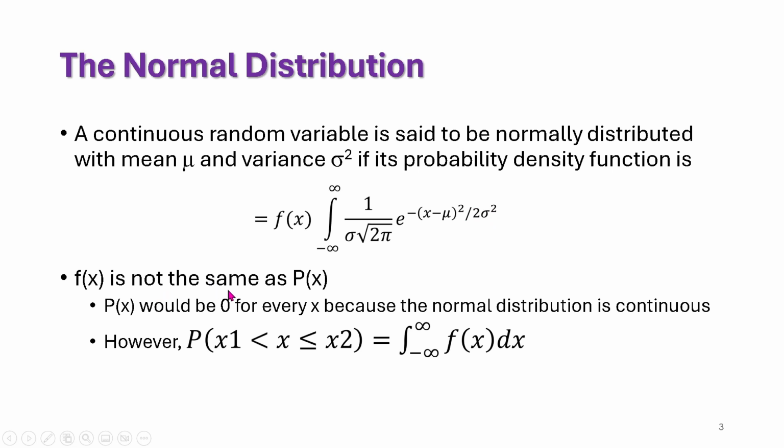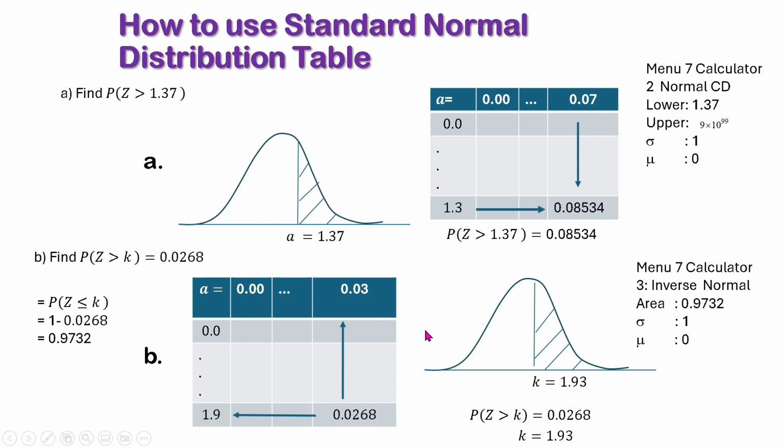The f(x) is not the same as the probability of x. P(x) would be 0 for every x because the normal distribution is continuous. However, the probability of x in the interval x1 to x2 is equal to the integral of f(x) dx from x1 to x2.